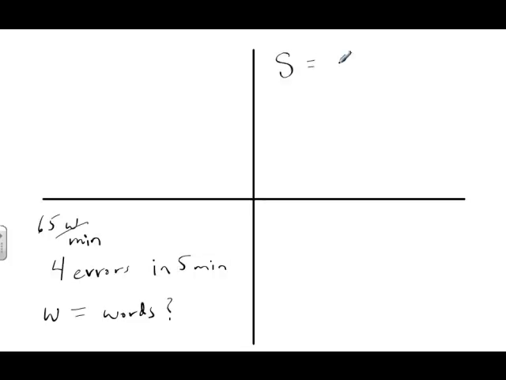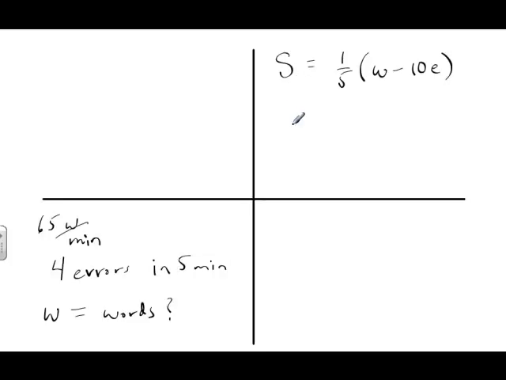Okay, so 65 words per minute. That was her speed, right? Yes. 4 errors, in 5 minutes. We knew there's always 5 minutes. So what don't we know? Okay, so we want W. All right, I know our formula again: S equals 1/5 times W minus 10E. Let's just substitute now. Do we know S?